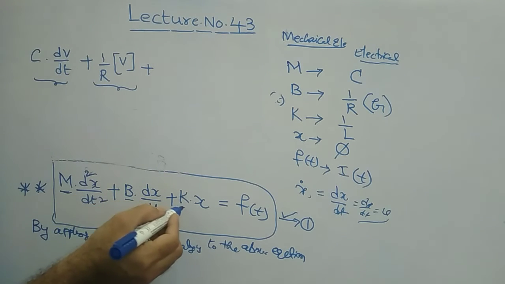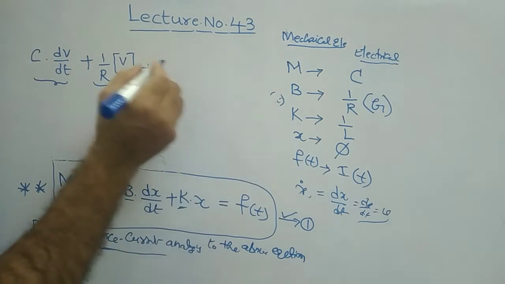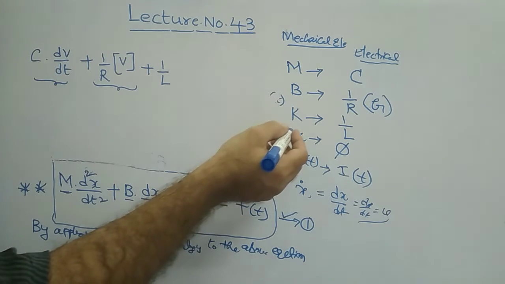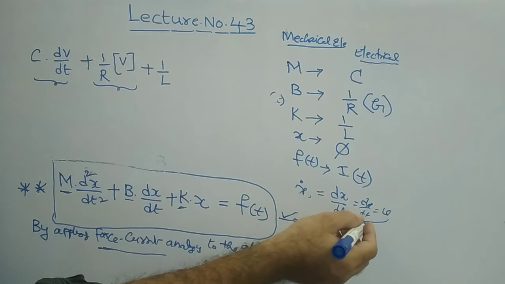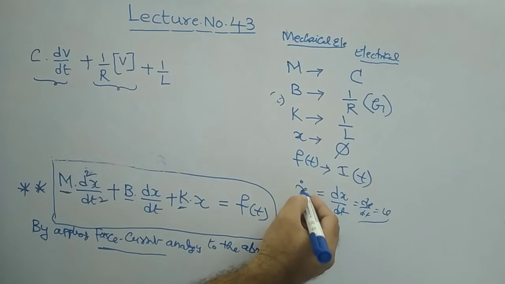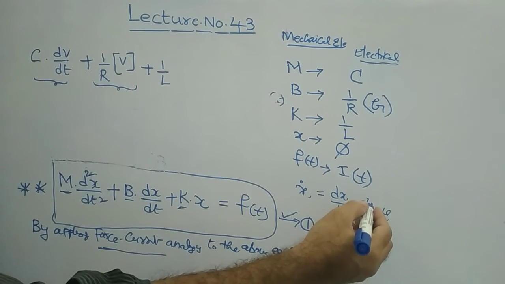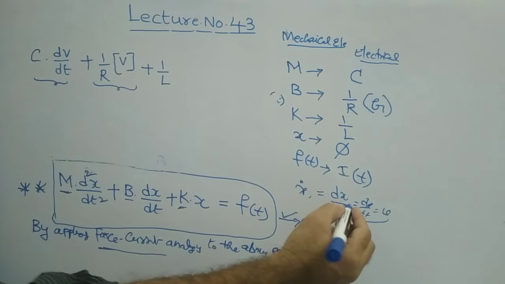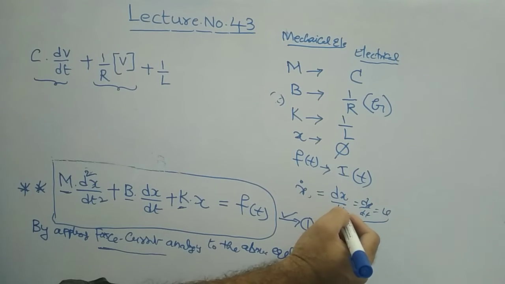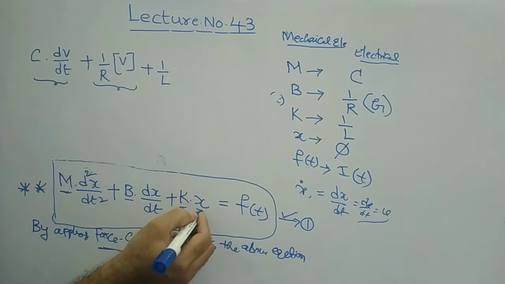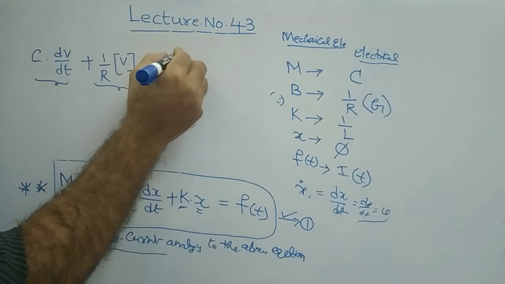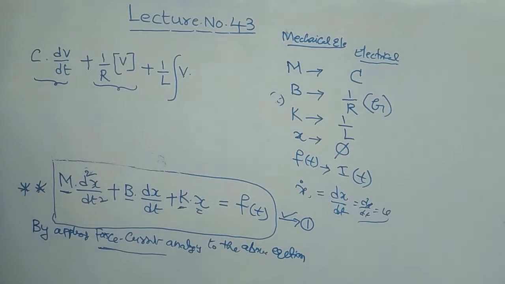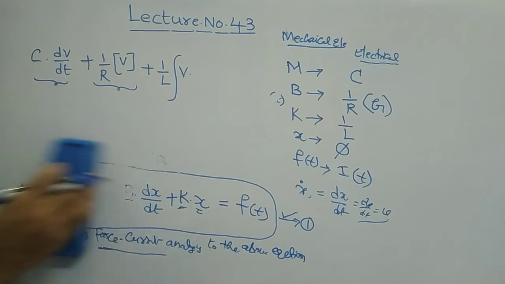If you see the third one, kx, k is equivalent to 1 by L. It is 1 by L. Then what is your x equal to? x is the integral of x dot, where dx by dt is equal to V. Therefore, how can you write this x? 1 by L into the integral of V. I will explain you that.